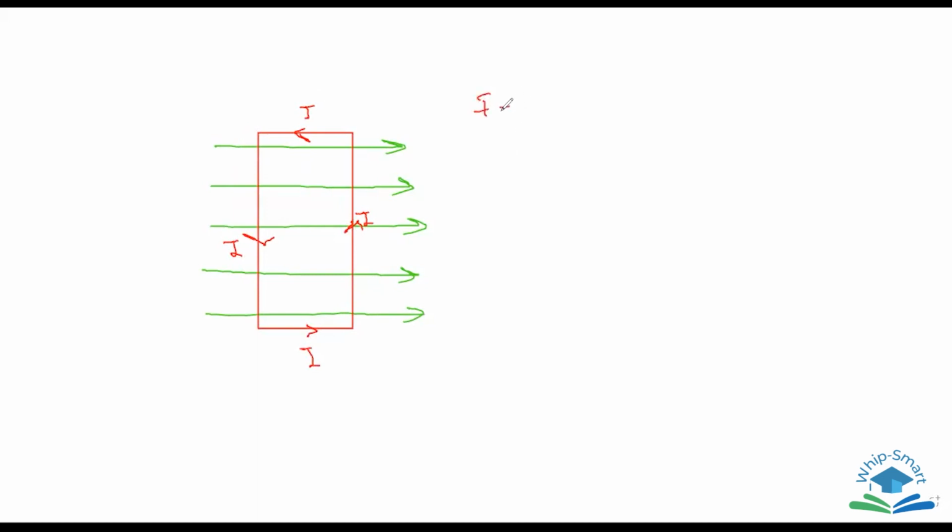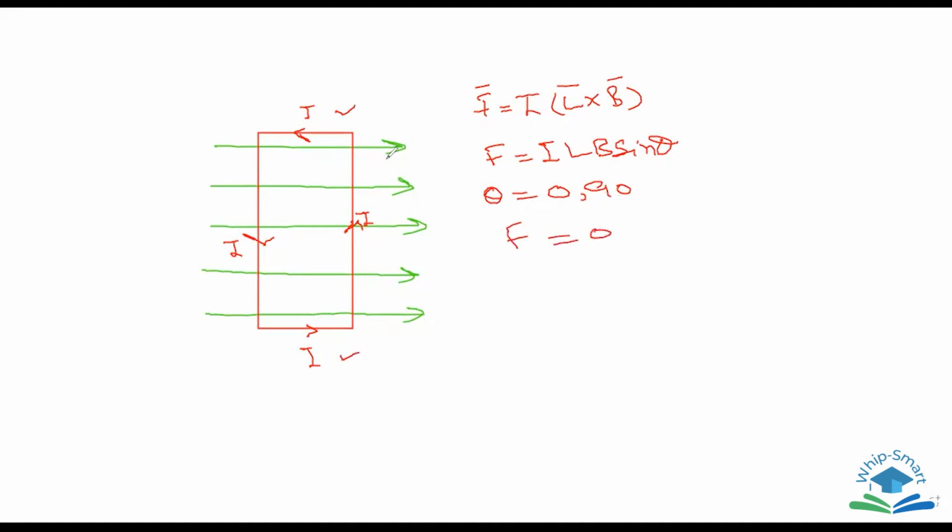The formula we use is F equals to I into L cross B. And as we discussed earlier, F is equal to ILB sine theta. Here, theta can be 0 or 90, as it is parallel or anti-parallel. In both of these cases, the force will be 0, because sine 0 and sine 180 both are equal to 0. The force will only act on the perpendicular side, which are the left and the right side. I made a mistake here. This is not 90 degree, it is 180 degrees, because both of these are parallel.